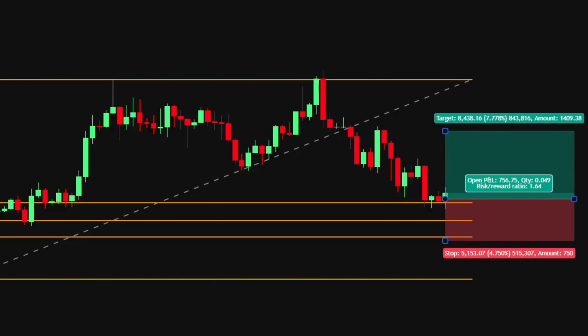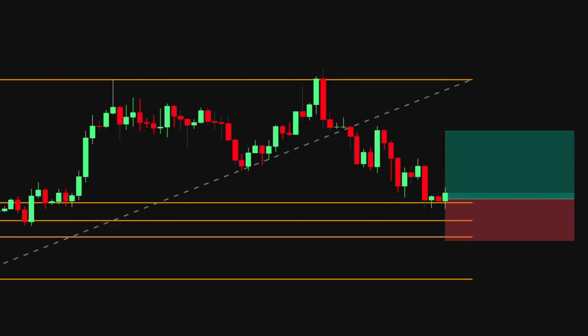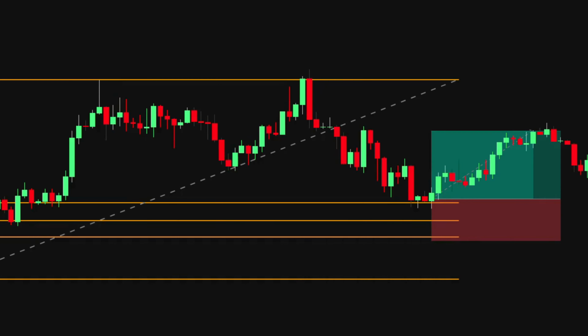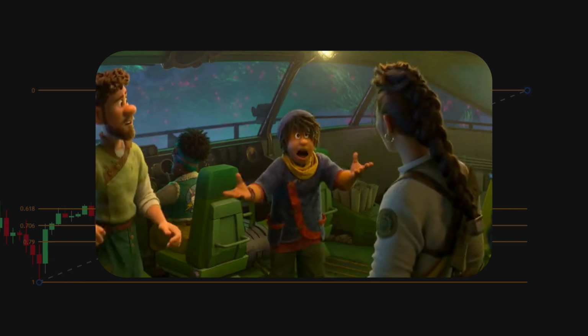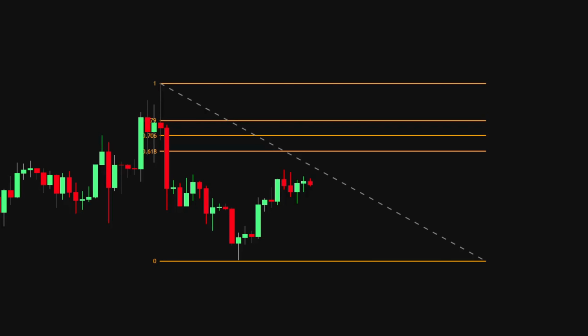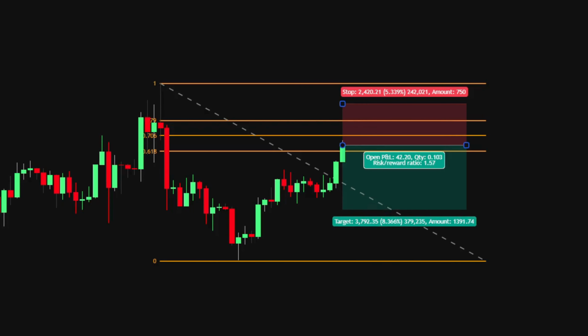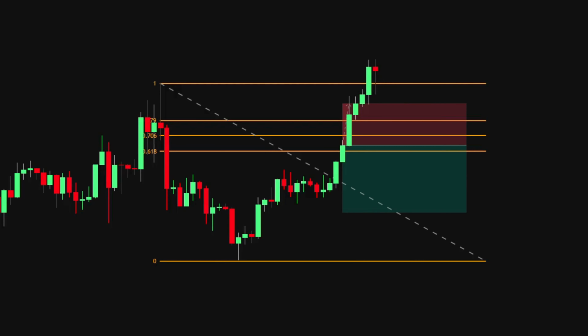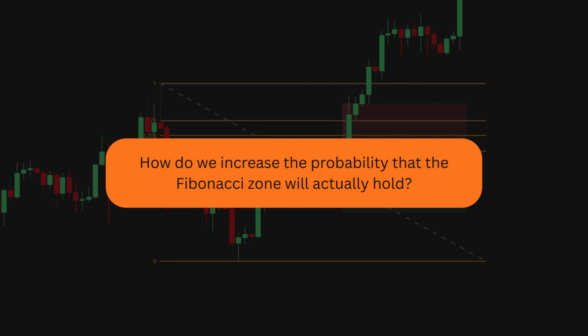On the surface, this idea actually works fairly often. If you test it across charts, you will see many cases where price respects these levels almost perfectly. Is there a problem? Big problem. Sometimes price completely ignores the golden zone. Instead of bouncing, it slices right through it and keeps falling. When that happens, traders who enter too early are left holding losing positions. So the real question becomes, how do we increase the probability that the Fibonacci zone will actually hold?